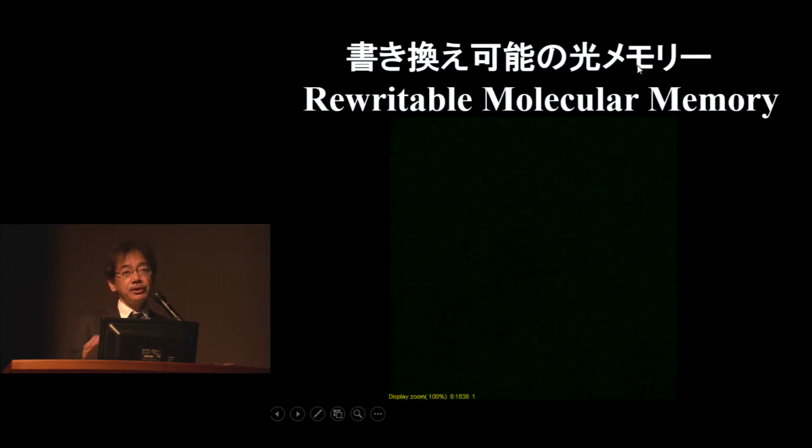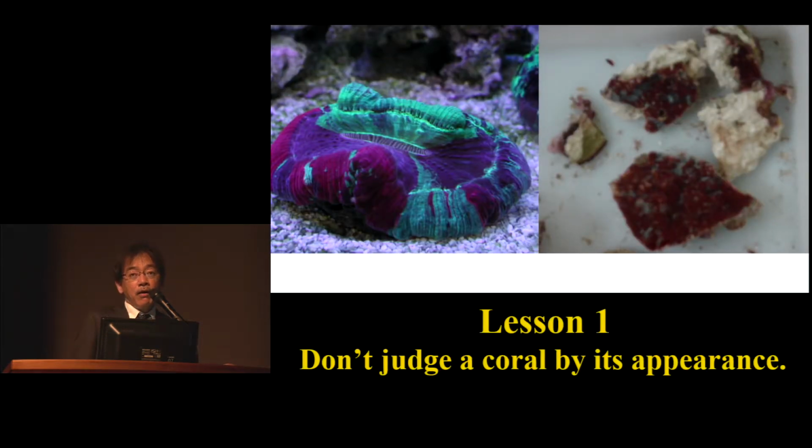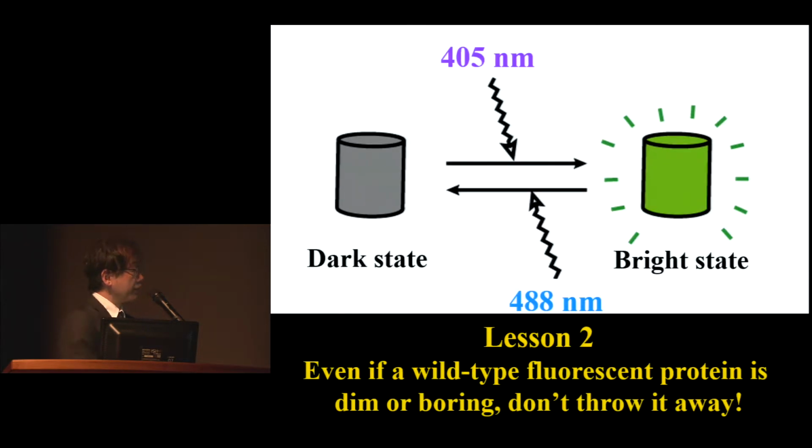So these studies on Dronpa protein gave us two lessons. Lesson 1, don't judge a coral by its appearance. And lesson 2, even if a wild type fluorescent protein is dim or boring, don't throw it away. We may be able to make it brighter and more interesting through mutagenesis. And we could go beyond the corals and the jellyfish.